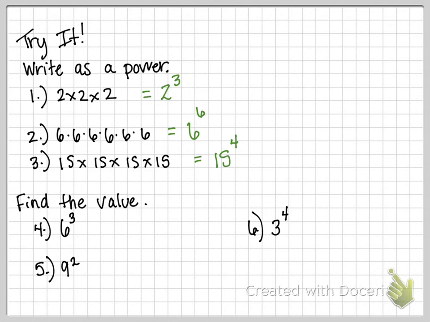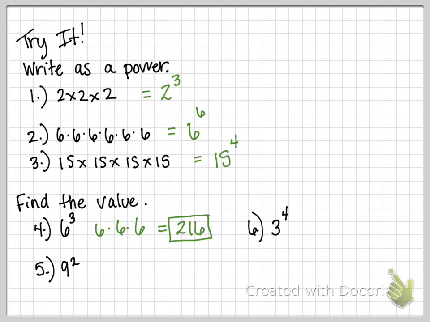Find the value. 6 to the 3rd really means what? Colin? 216. Oh, you're a step ahead of me. What does it really mean before we get to 216? 6 to the third power. 6 times what? 3? No, not 6 times 3. 6 times 6 times 6. Very good. And yes, when we do the multiplication, 6 times 6 is 36, times 6 is, Colin, what'd you say? 216.